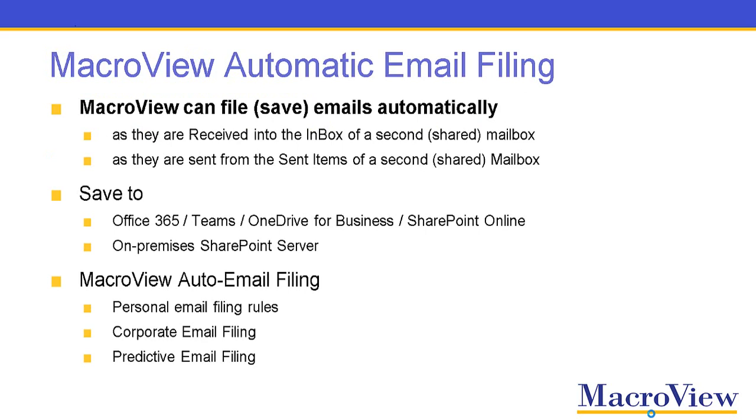We'll see how MacroView can enable emails to be saved automatically as they are received into the inbox of a second or shared mailbox, and also as they're sent from the sent items of a second or shared mailbox. We'll see how those emails can be saved to Office 365, including Teams and OneDrive for Business, as well as SharePoint Online generally, or to on-premises SharePoint server. This automatic filing can be done using a number of MacroView tools, including personal email filing rules and the corporate email filing and predictive email filing optional modules.